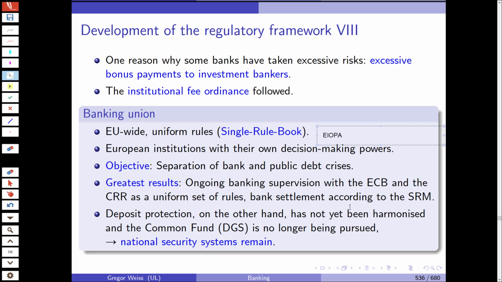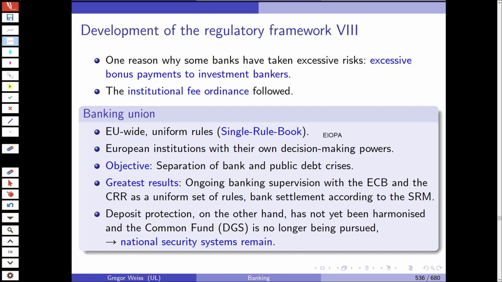EIOPA, the European Insurance and Occupational Pensions Authority. And last but not least, we also have a European Union institution for supervising the stock markets and for stock trading. What is the objective?